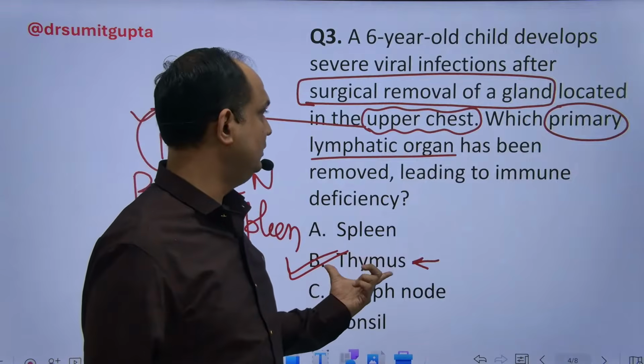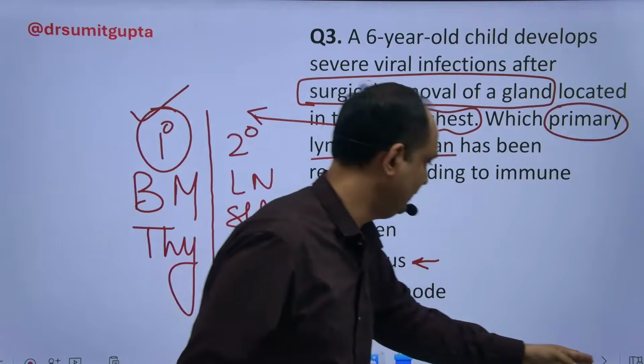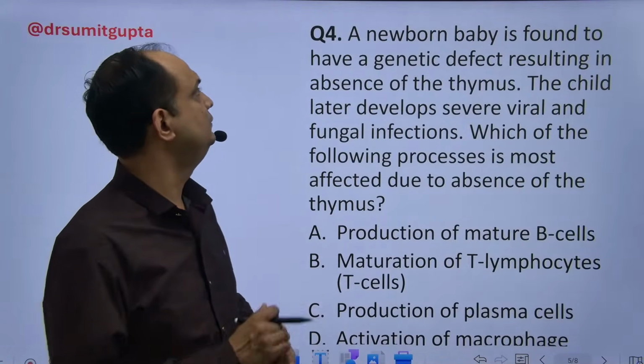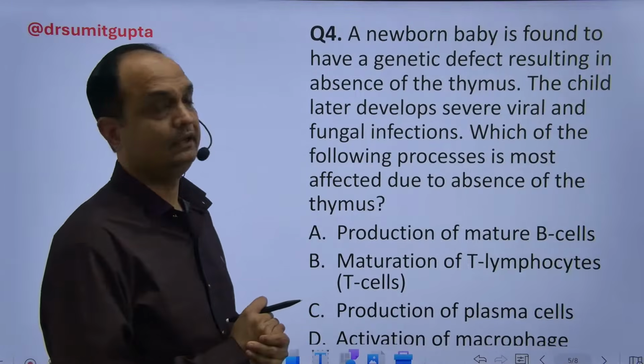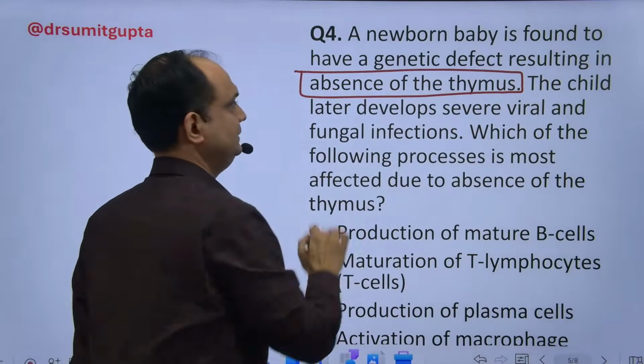So thymus is the only primary organ which is present in the upper chest. Now we'll move to the next question. Now this question says that a newborn baby is found to have a genetic defect resulting in the absence of thymus. This question is again concerned with the thymus.